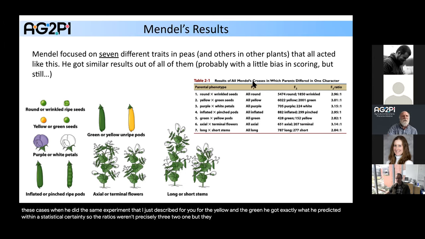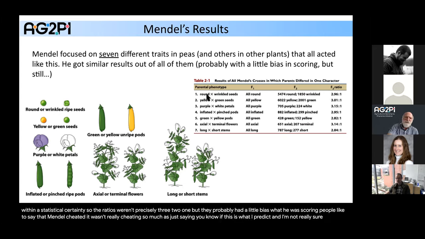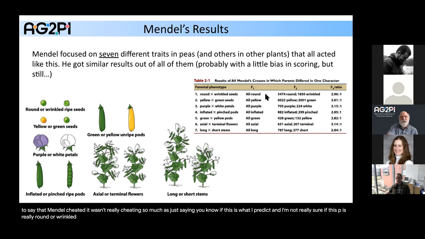Now, it turns out that he probably had a little bias when he was scoring. People like to say that Mendel cheated. It wasn't really cheating so much as just saying, you know, if this is what I predict, and I'm not really sure if this pea is really round or wrinkled, but if I call it wrinkled, it fits my data a little better, I'm just going to call that one wrinkled. So there was a little bias in what he did, but it doesn't change the net result, which is that all of these different things validated his hypothesis.